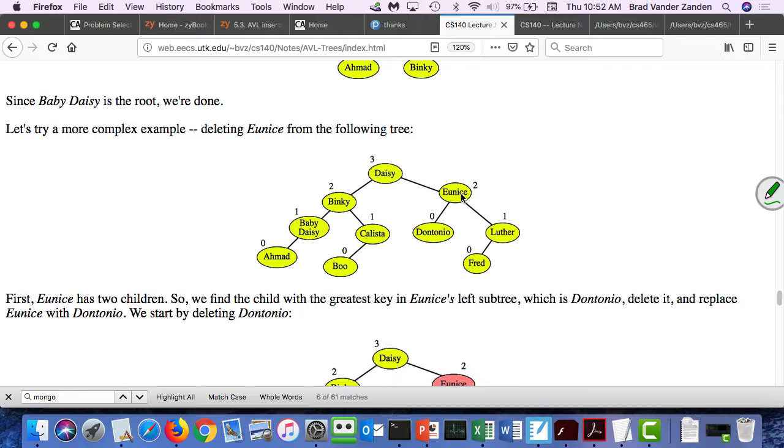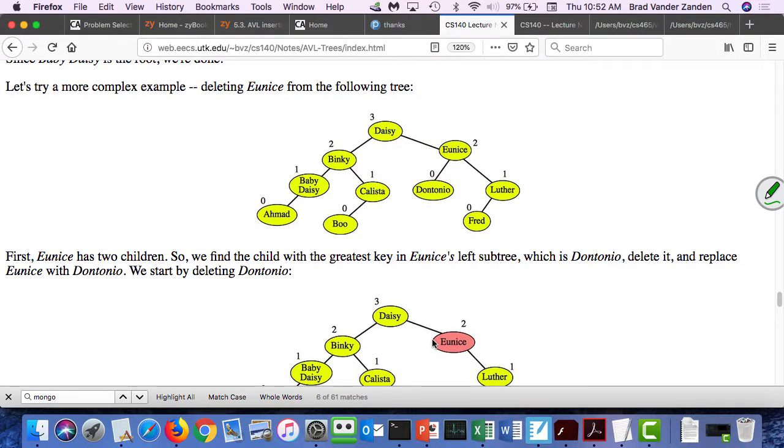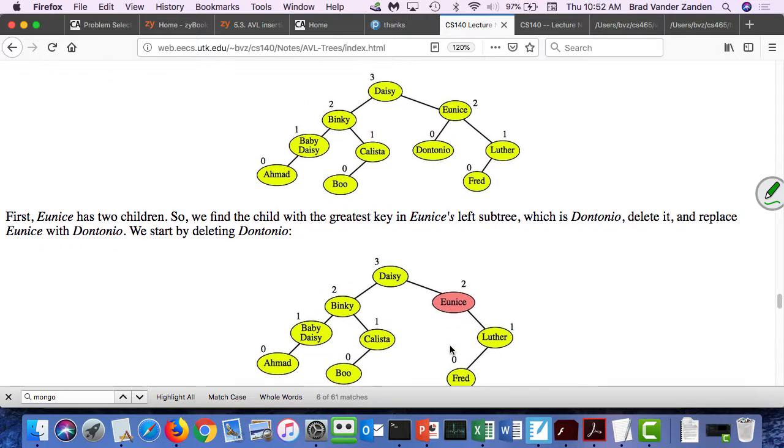So we start, and we've deleted D'Antonio, and before we replace Eunice with D'Antonio, we need to rebalance. Eunice's height is still 2 after the deletion, but it's imbalanced because the height of its left subtree is -1, the height of its right subtree is 1. So we go to the greater of the two subtrees' heights, which is the right subtree. Then at Luther, we look at the greater of the heights of the two subtrees, and the greater height is the left subtree. So what situation do we have, a zig-zig or a zig-zag? Zig-zag. So what are we going to do our double rotation about? Fred, the grandchild of Eunice.